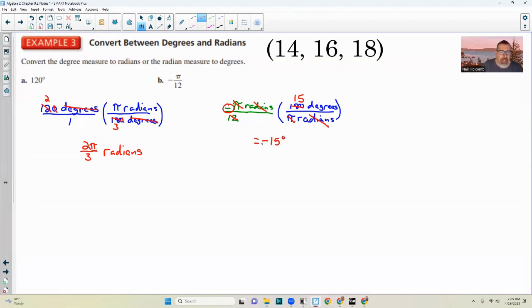Okay, and that's how you convert between degrees and radians. Hopefully that makes sense to you. Practice problems are 14, 16, and 18 in your exercises.